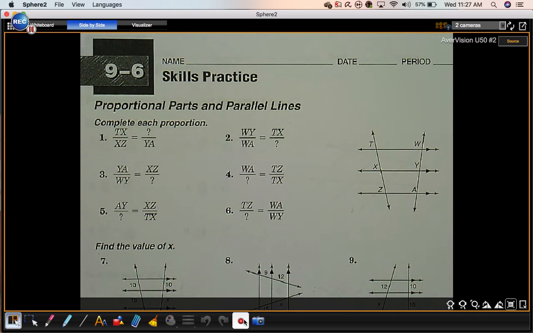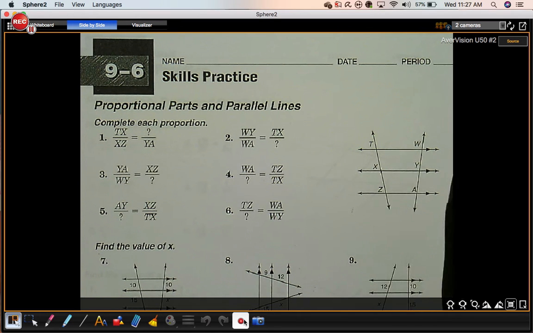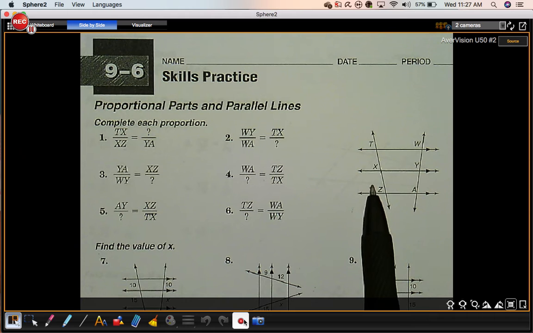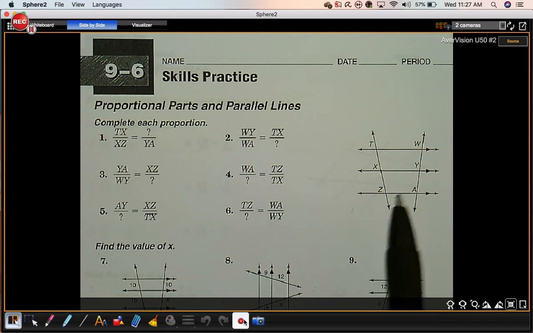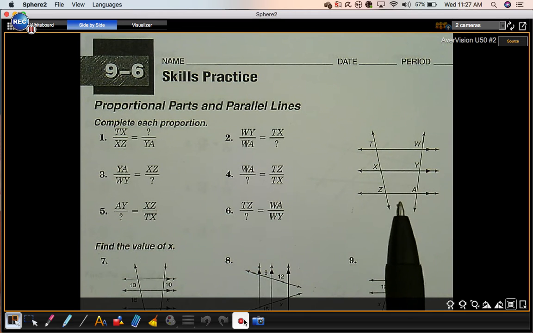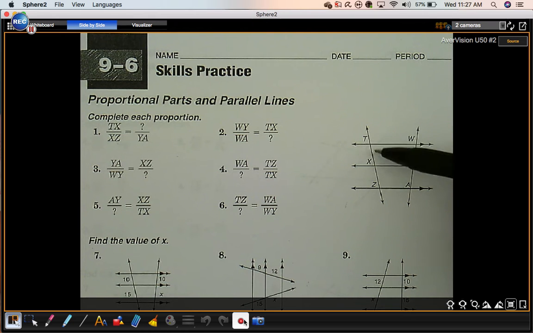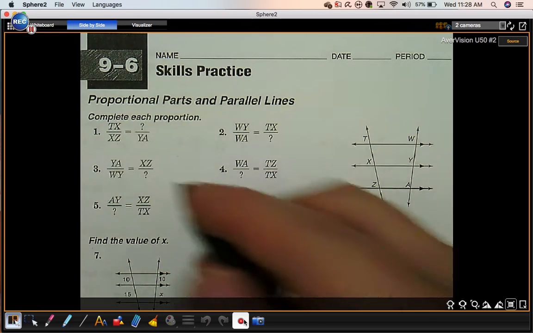Section 9.6, we're going to complete each proportion. So we're going to use this diagram. Remember, when you have parallel lines and you have transversals, these segments as a ratio will equal these segments as a ratio. So these parts are proportional. So segment TX, notice how I kind of trace over that segment as I'm reading it. That helps. Segment TX over segment XZ is the same thing as segment WY over segment YA.